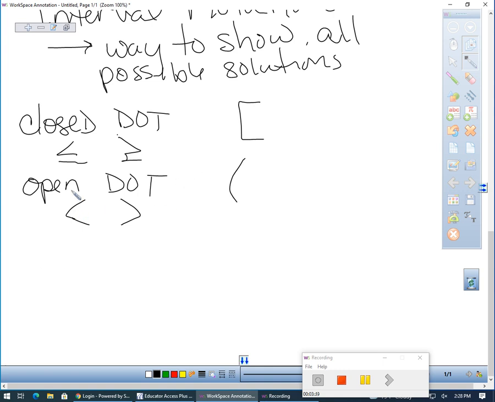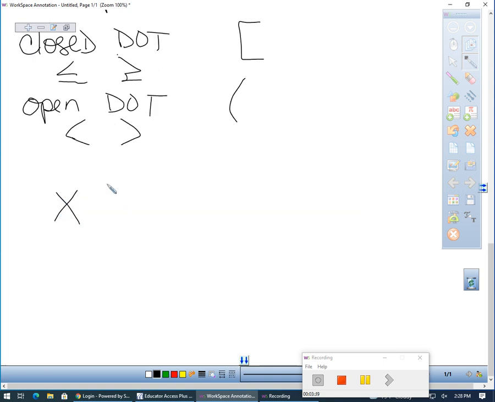If I have an inequality that says x is greater than or equal to 4, the first thing we want to do is put it on a number line. Okay? Very simple. I draw my number line. At 4, do I have an open or closed dot? It's closed because it's got this line underneath, right? That means that it's equal to, greater than or equal to. So I have a closed dot.